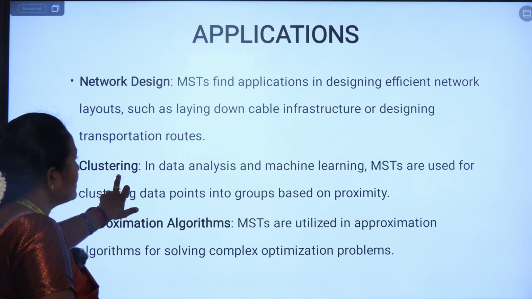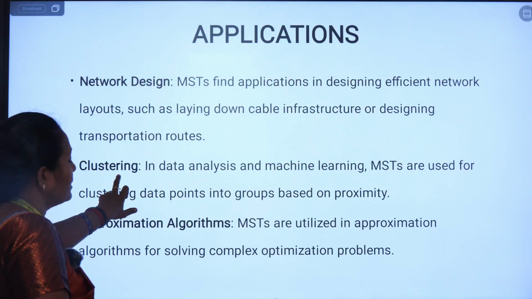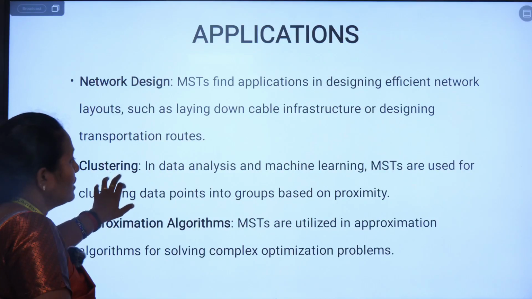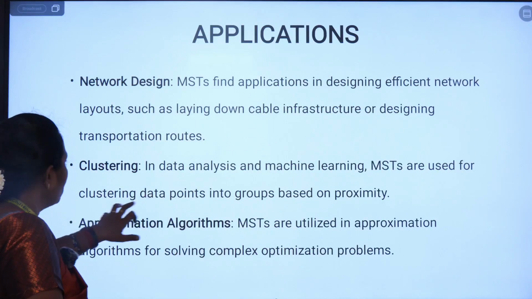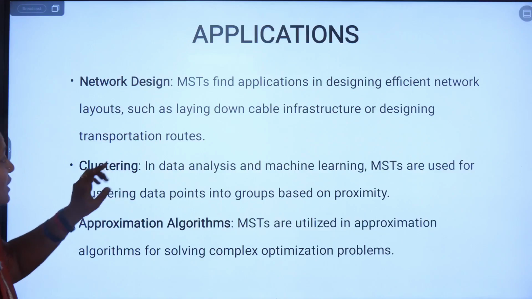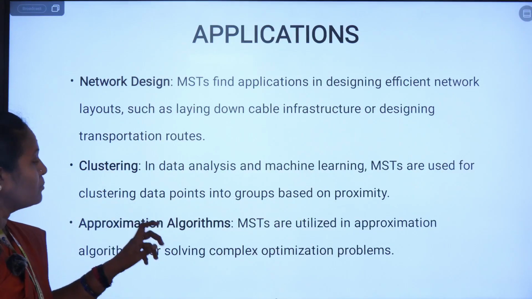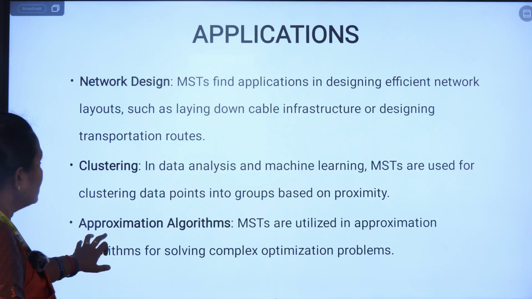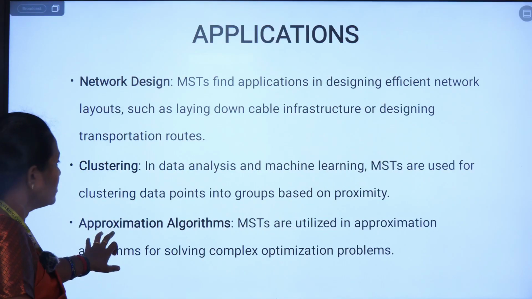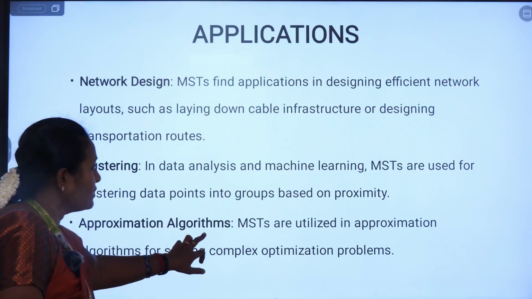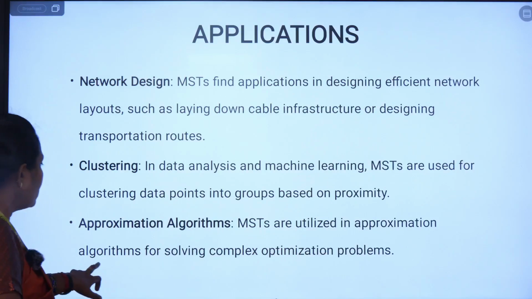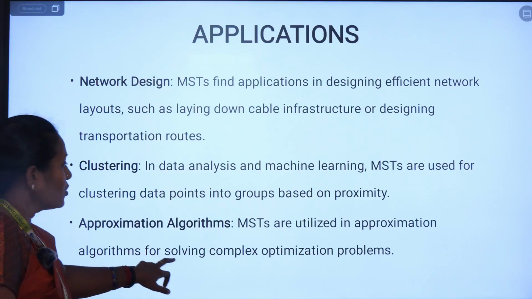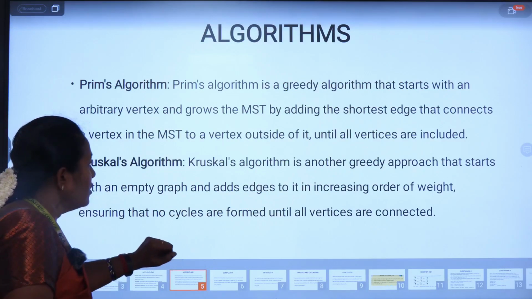Okay. Second application is clustering. In data analysis and machine learning, this is mainly used as a clustering method. That is, minimum spanning trees are used for clustering data points into groups based on proximity. Third application is approximation algorithms. That is, minimum spanning trees are utilized in approximation algorithms for solving complex optimization problems.